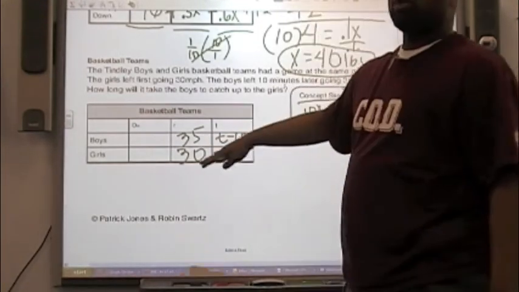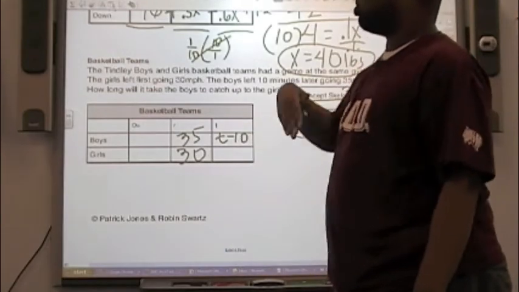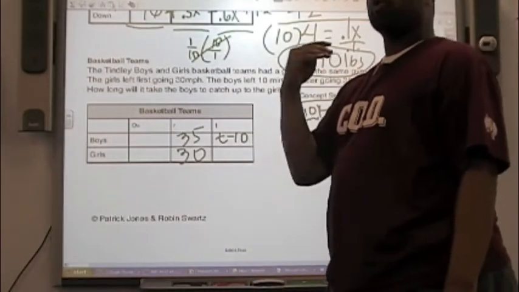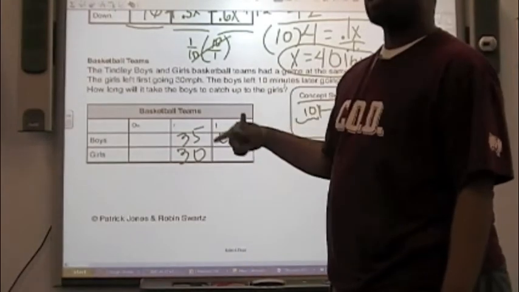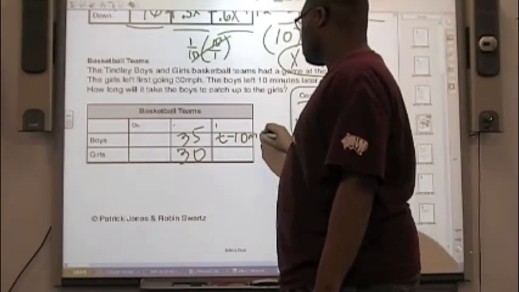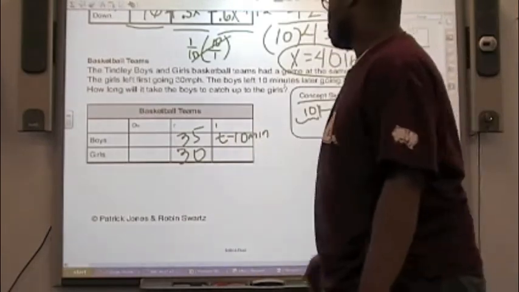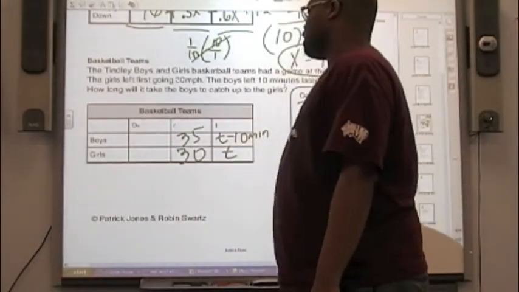Now you can do this a number of ways. You say t minus 10, but 10 is in minutes. You need to change that to hours. You can change it to hours now or at the end of your answer. And so I'm going to change it to hours at the end of my answer because this is in minutes. Keep in mind, our units need to match. Then the girl's time would just be t.